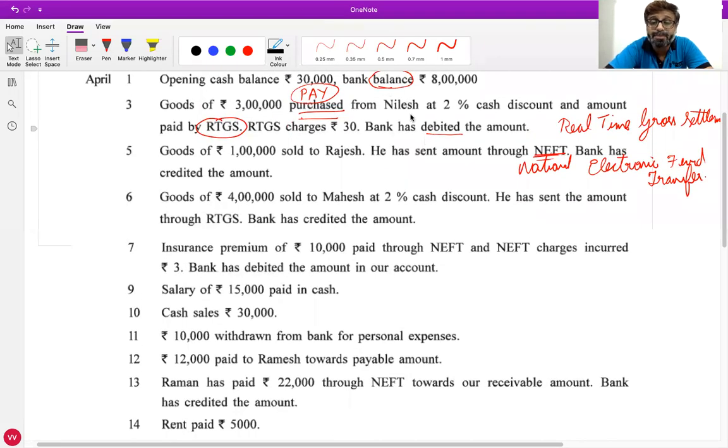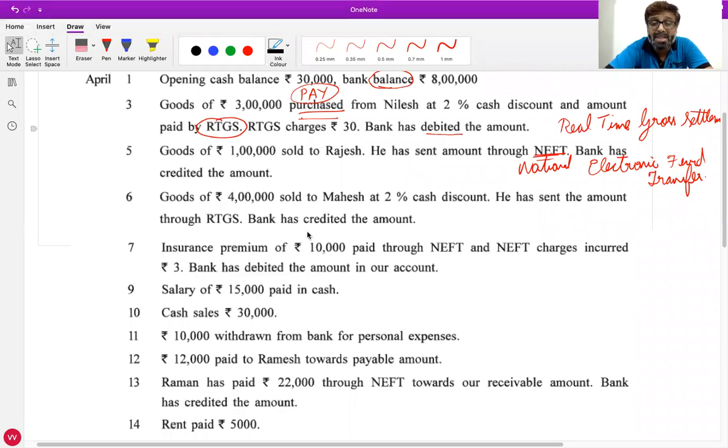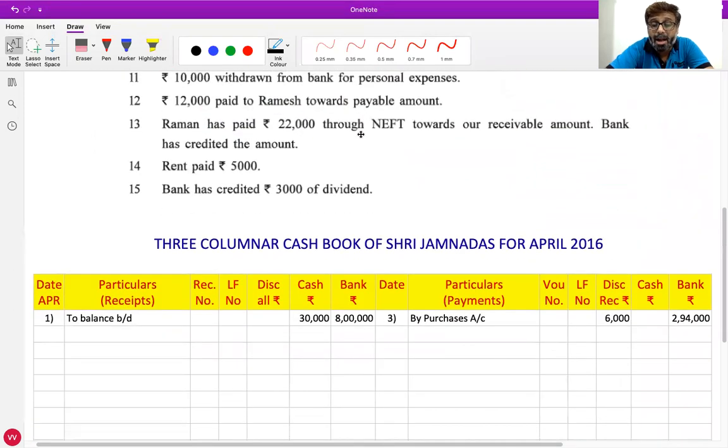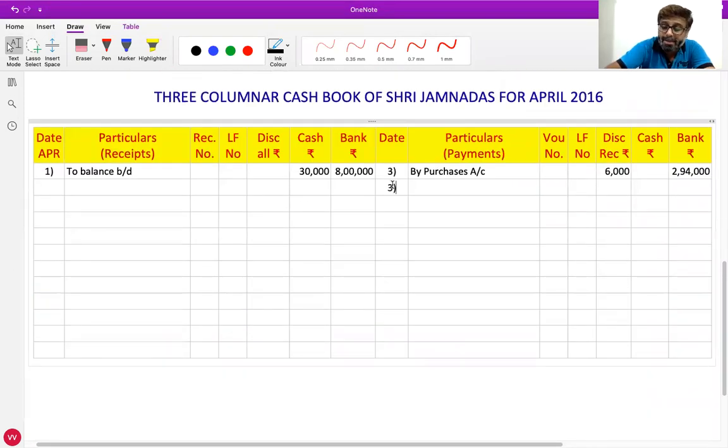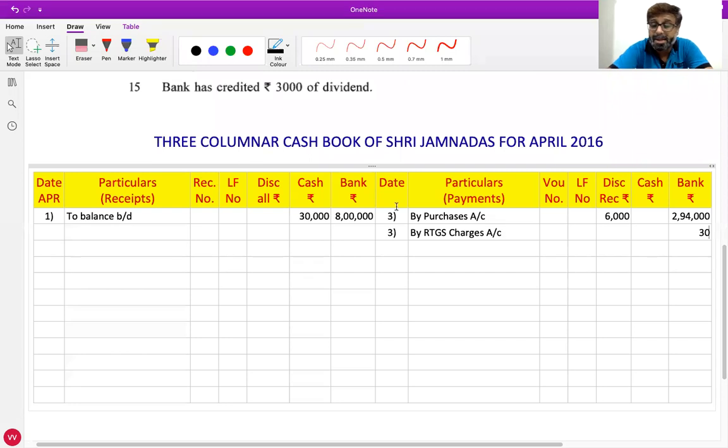Once again, everyone. RTGS charges is an expense, debit all expenses and losses. RTGS charges account debit. Bank is the giver, credit the giver, to bank account. Did you all understand this? Now to bank account means we will write on the credit side, again date 3, opposite account by RTGS charges account, or by bank charges account can also be written. In the bank column you will record 30 rupees. Did everyone understand this?